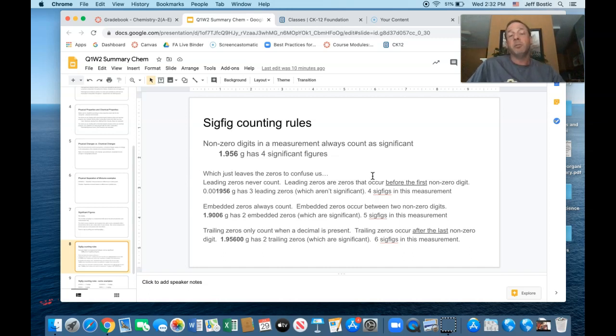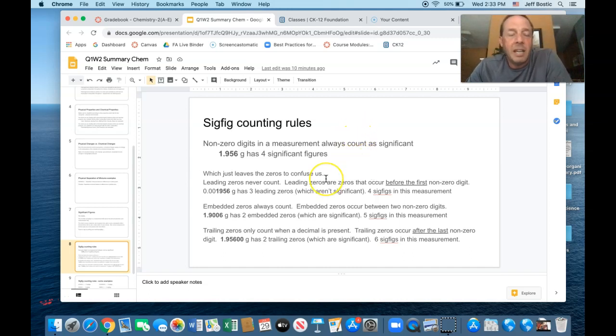Okay, that just leaves zeros now. Since all non-zero digits count as significant, that just means that the zeros are there to confuse us and mess us up. There are 3 places that zeros can be in a number. They can be at the beginning on the left, they can be in the middle in between non-zero digits, and then they can be on the end. And the rules are different depending on which type of zeros you're talking about. Leading zeros never count, embedded zeros always count, and trailing zeros only count when there's a decimal present.